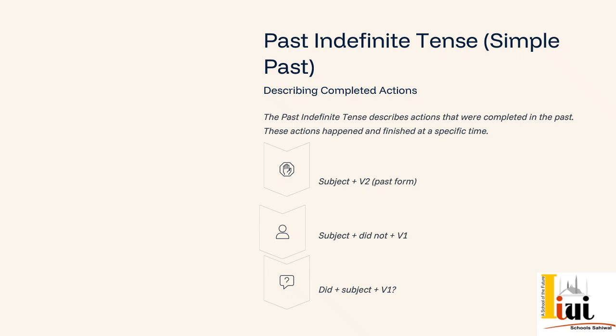For example, today I walk, yesterday I walked. Do you hear the D sound at the end? Next, its sentence structure is quite simple. Subject and second form of verb. The second form of verb is used to form the simple past tense because it indicates a completed action in the past.